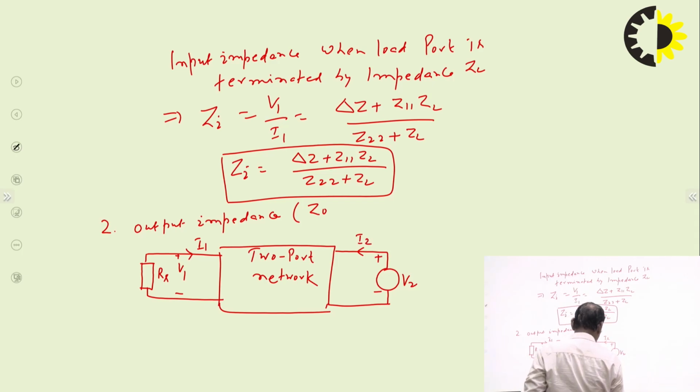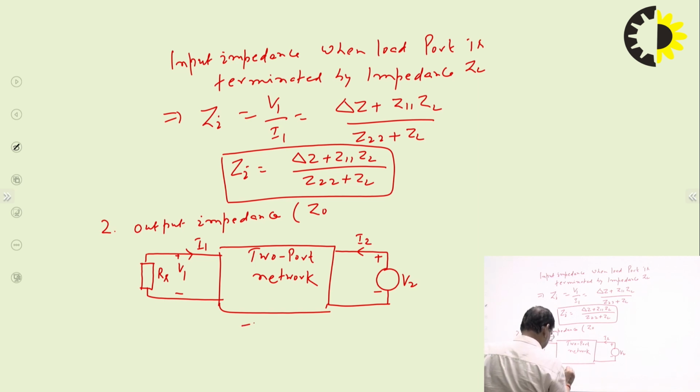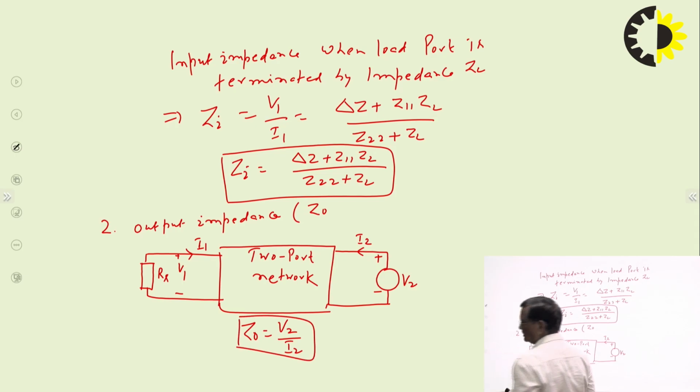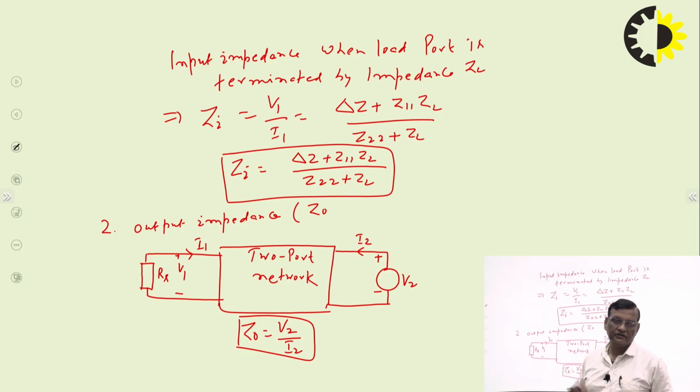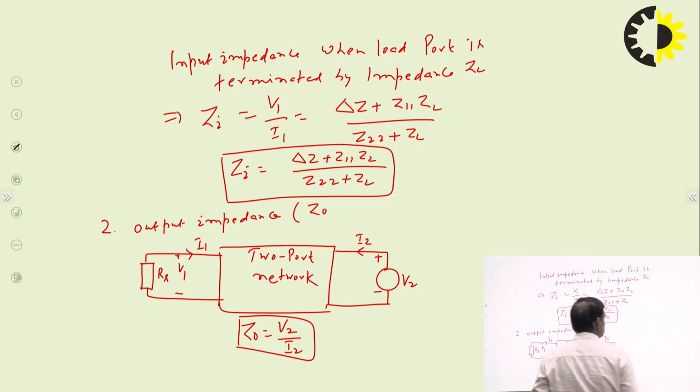Plus minus. So Z0 is V2 upon I2. So from the equations or relationship between the Z parameters, we have to find V2 upon I2 when the input port is terminated by source resistance Rs.